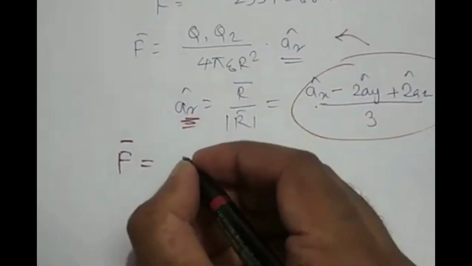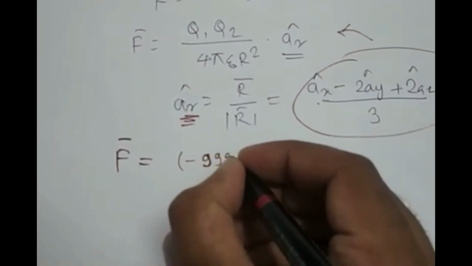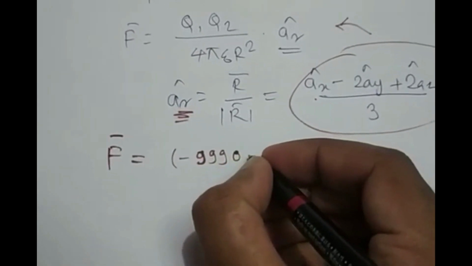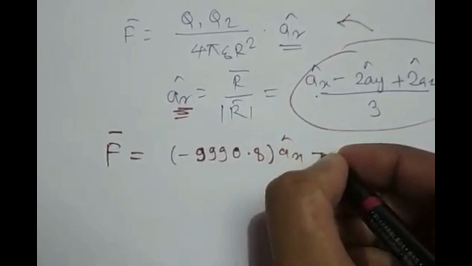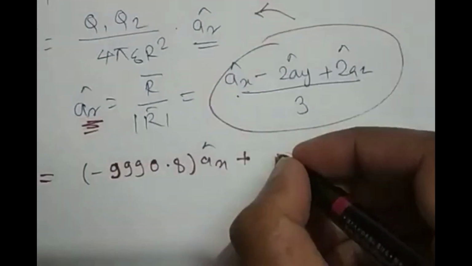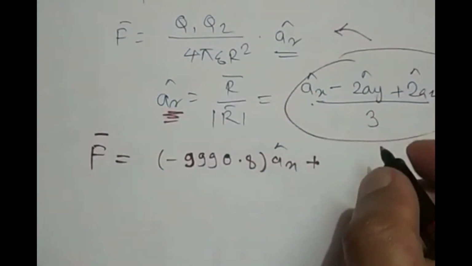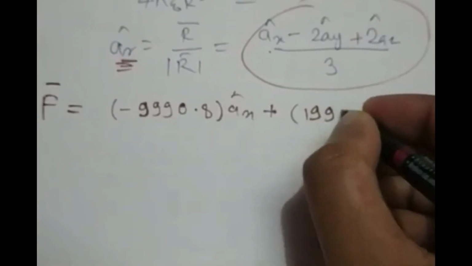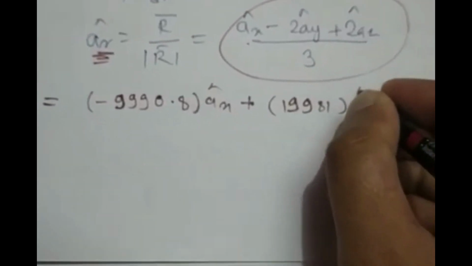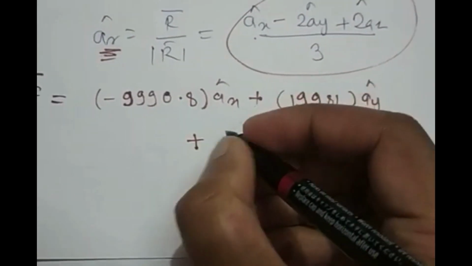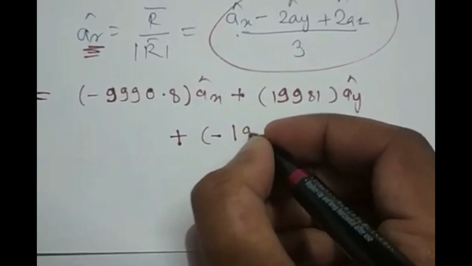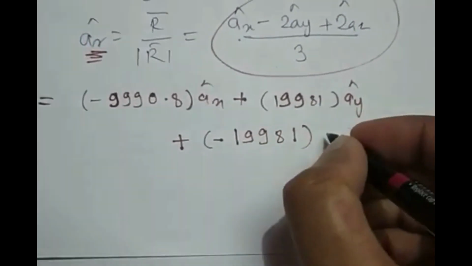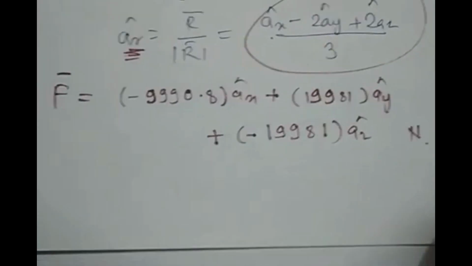So it will be equal to around, say, 99990.8 AX cap plus 19981 AY cap minus 19981 AZ cap Newton. So this is the problem.